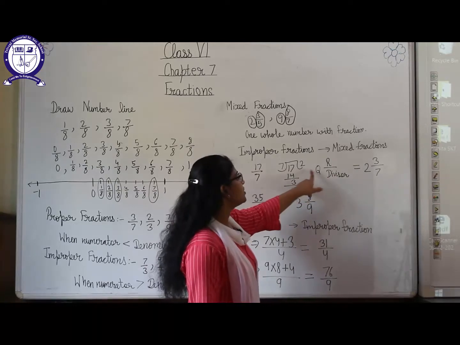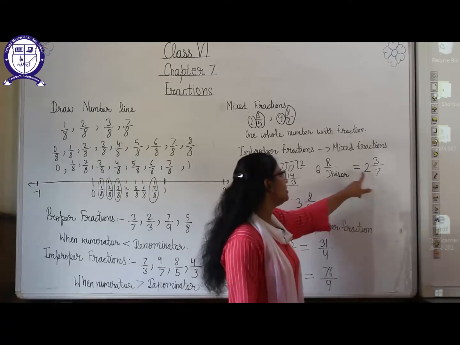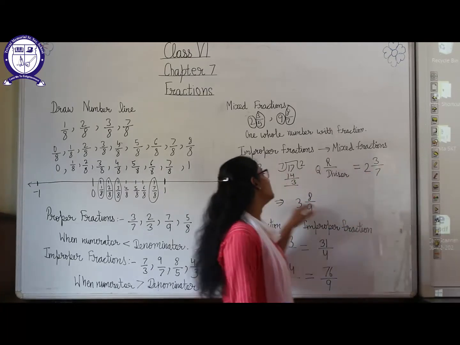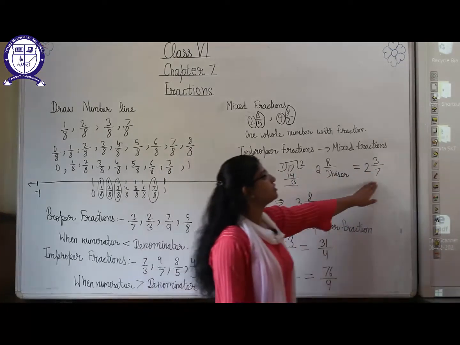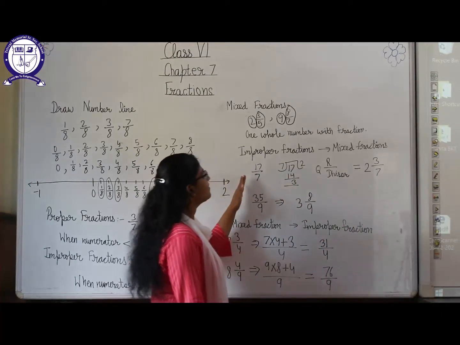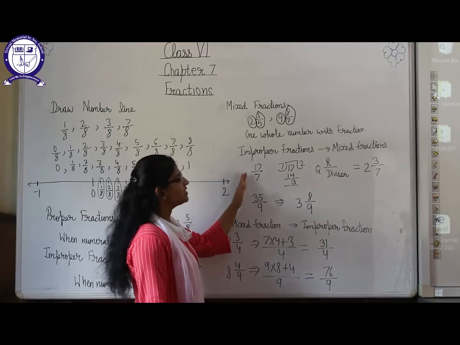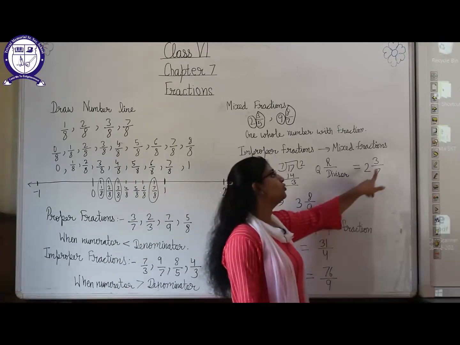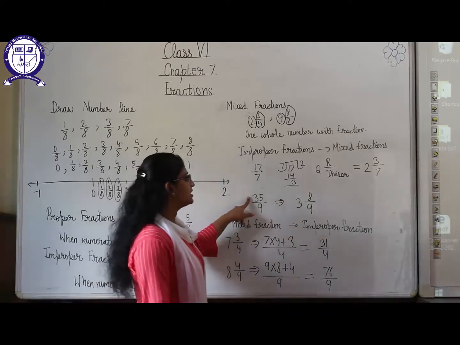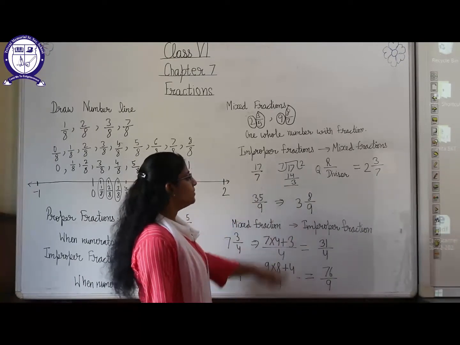Okay. So here quotient is 2. So we will write 2 as the whole number. 3 is remainder. So 3 is the numerator here. And 7 is the divisor, so 7 is the denominator here. Okay, so when we change 17 by 7 to mixed fraction, it will be 2, 3 by 7. Okay, in the same manner, we have to change 35 by 9 to mixed fraction.